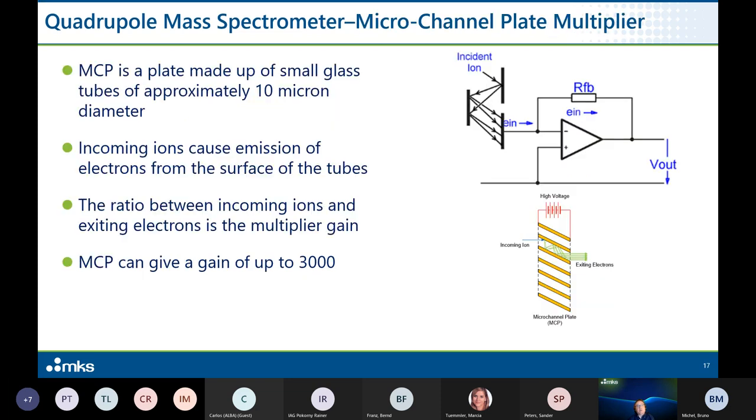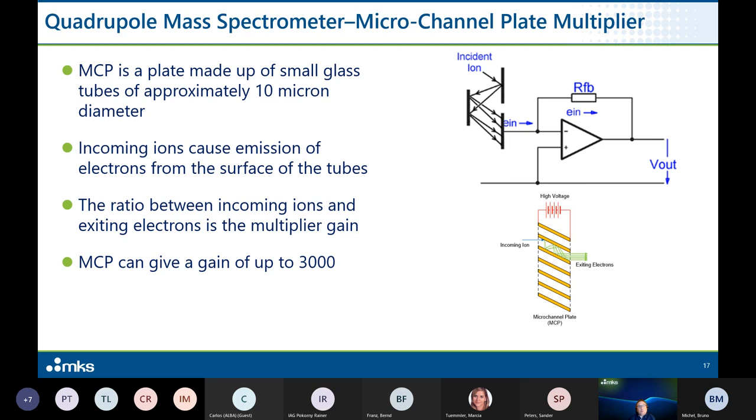In this case, you want to use a multiplier, which here is a microchannel multiplier, doing an amplification of the incoming ions into electrons. You see that in this arrangement of multiple little tubes with specific surface conditions, and there's also a bias voltage applied to the multiplier. We can reach an amplification, or gain, of a factor of 3000. So the factor between the incoming ions and the exiting electrons can go up to 3000. This is a nice amplification effect, and that gives us the chance to detect very low traces.